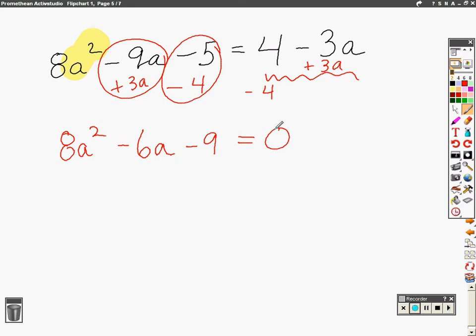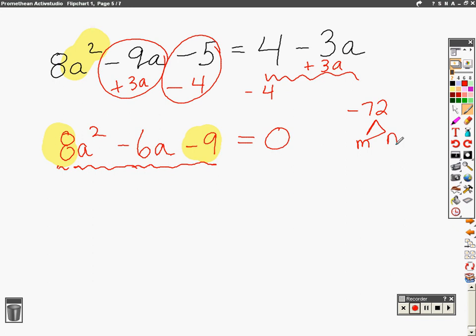Now, they don't have a greatest common factor, because I know that the 9 and the 6 do, but the 8 doesn't share that common factor. So we're going to do what we've done. We notice that it's in the form of a trinomial, ax squared plus bx plus c. So I'm going to multiply my negative 9 and my 8, and I'm ending with negative 72. So I'm going to look for my m and my n that get me negative 72. So what things get me negative 72?